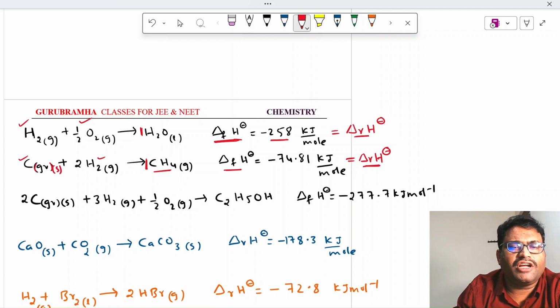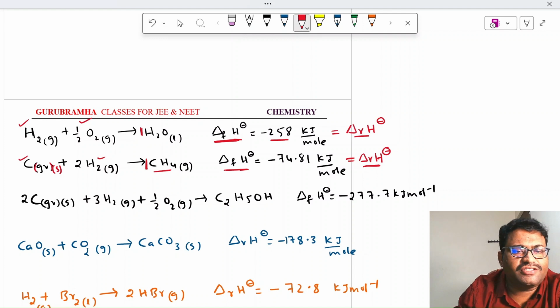So standard enthalpy of formation means the change in enthalpy when 1 mole of a compound is formed from its elements. The compound must be formed from its elements, not from a compound again. Formed from its elements, and those elements are in their most stable state. Then that is called the standard enthalpy of formation.